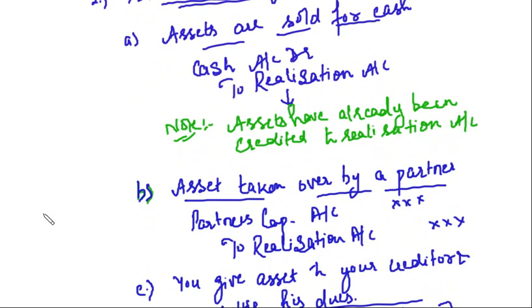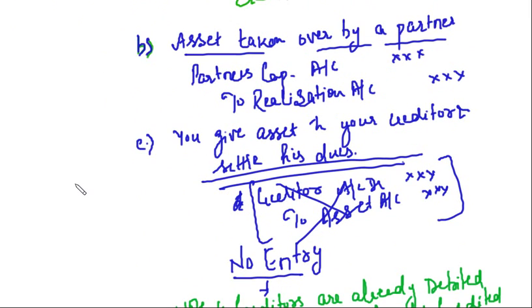Assets taken over by partner: if one of the partners takes over your carton, then we will say partner's capital accounts to realization account. If one of your creditors takes your carton, if your maid takes your microwave, then in that case there will be no journal entry. Clear, friends? So this is about realization of assets.